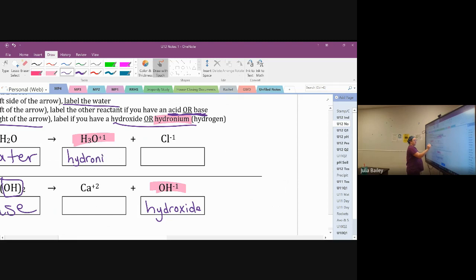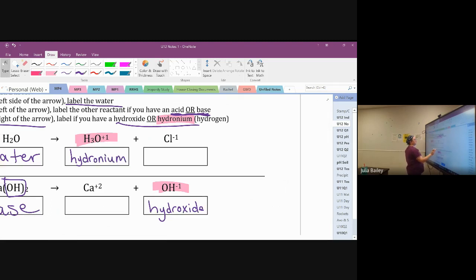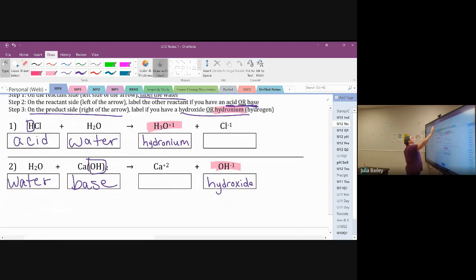We have 2 leftover boxes and no more instructions. So guess what? Those boxes are traps. They're trying to trick you. Cross the box out. We're not labeling that. There's no instructions to label it. Okay, that's acids and bases.